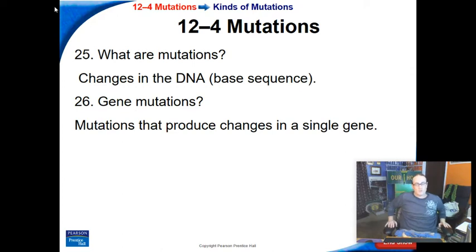Okay, we're going to talk about a couple types of mutations today. We're going to talk about gene mutations, and we're going to talk about chromosome mutations. Gene mutations are mutations that produce changes in a single gene. Makes sense. Okay, or at a single location on the chromosome. Because remember, genes are segments of DNA.